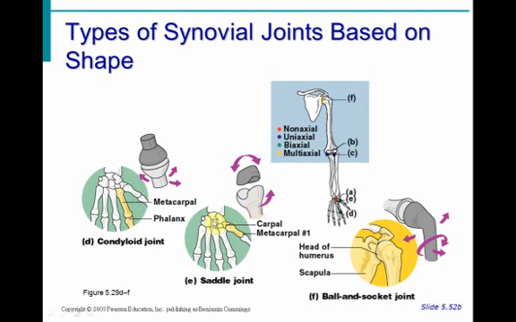Then in between the metacarpals and carpals, we have what we call a saddle joint. And you can see in the diagram here how these bones kind of lock together. It's very similar to the condyloid joint, only it's a little more stable.